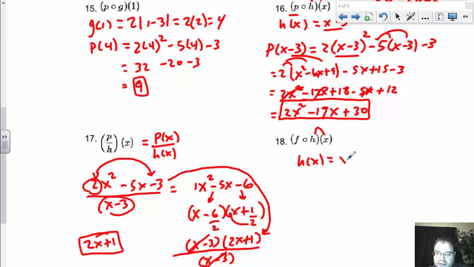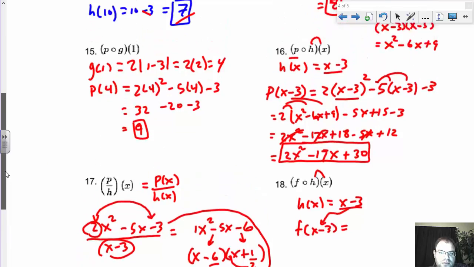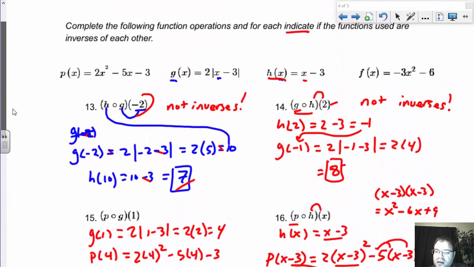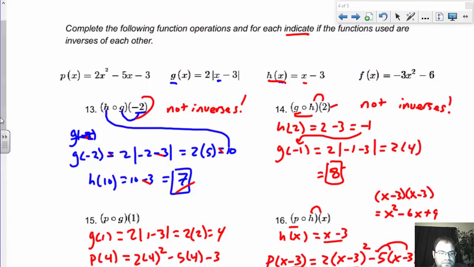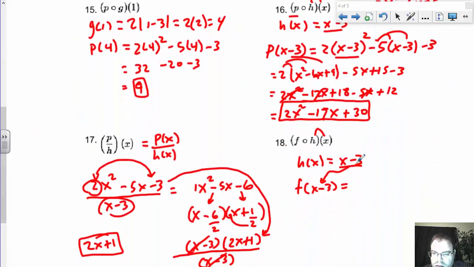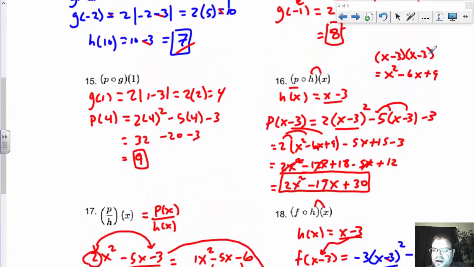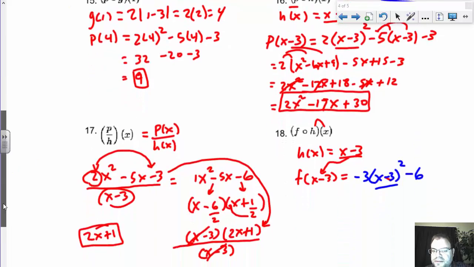Okay. Here, go for this again. This is going to be x minus 3, the same thing we already had, and we're going to plug that into f. So now I have f of x minus 3. Let's take a peek at what f is. That's negative 3x squared minus 6. So it's going to be negative 3 times x minus 3 squared minus 6. And then we have this again. I think I've already found this, which is a great thing, because I've already done x minus 3 squared. I did it right here. So we're going to reuse it. It's x squared minus 6x plus 9.